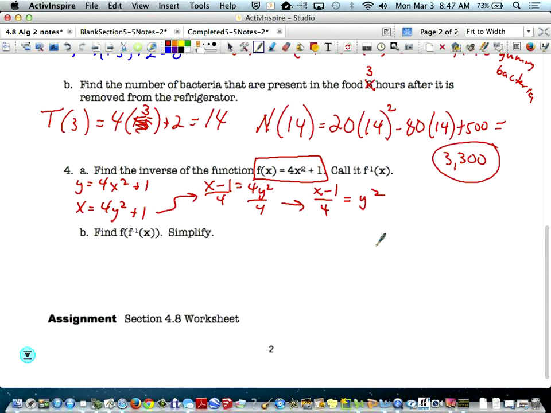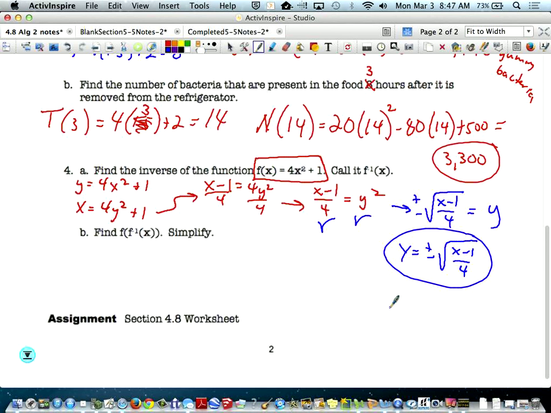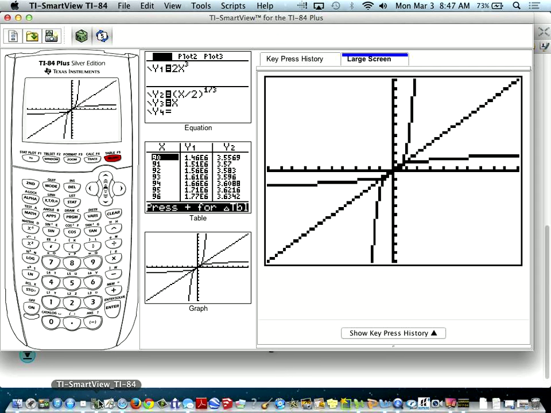Now, what do you have to remember when you get rid of y squared? So you're going to square root both sides. What do you have to remember? You have to remember your plus or minus. Now, here's what I'll say about this problem. Mathematically, we found that equation. Supposedly, that's the inverse function, right? Correct? Yes.